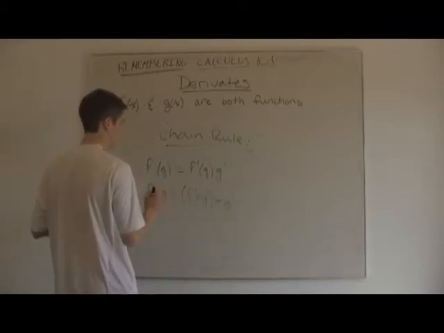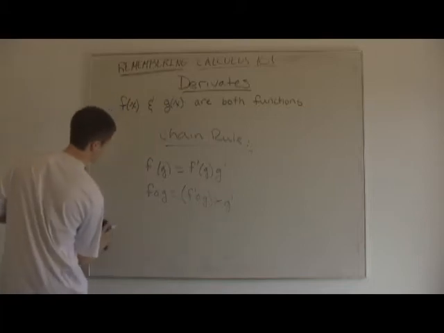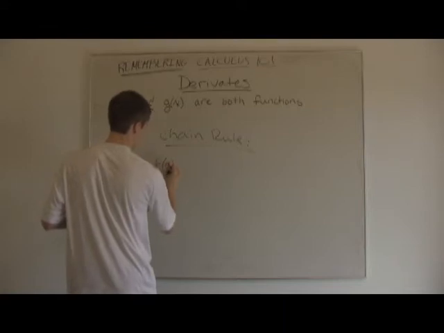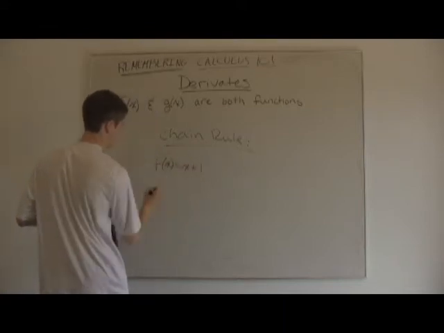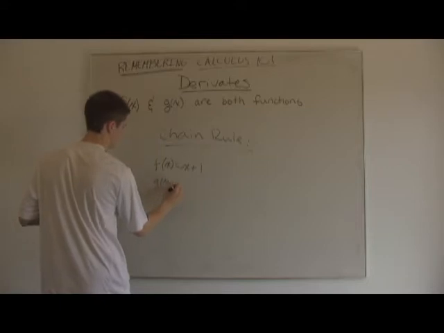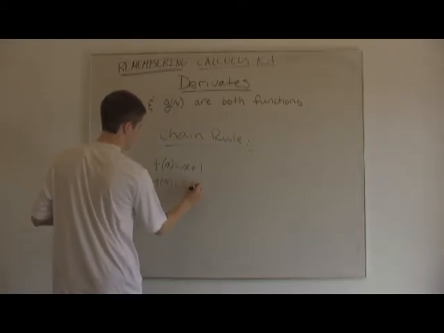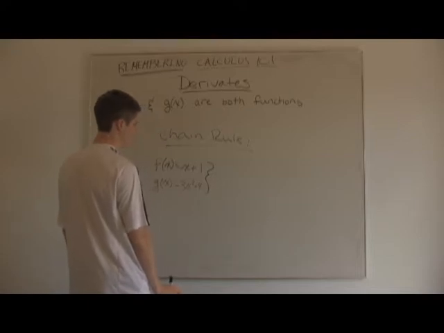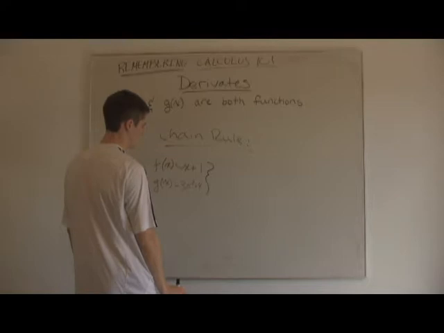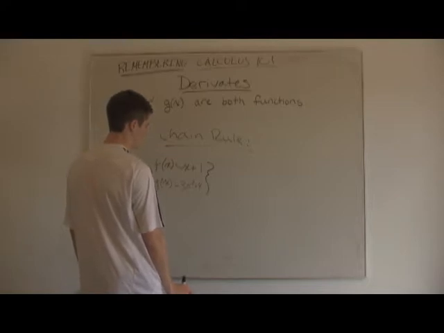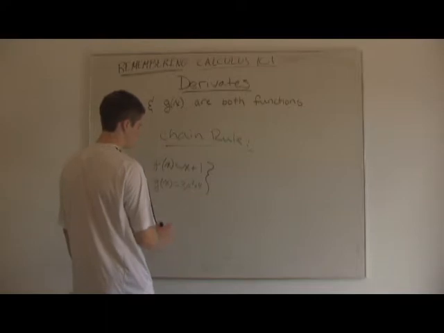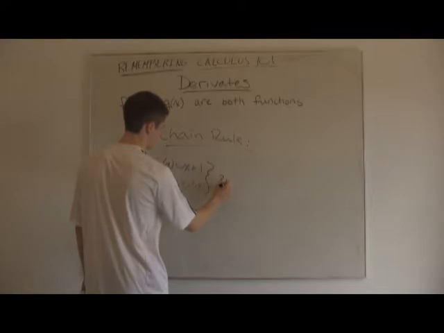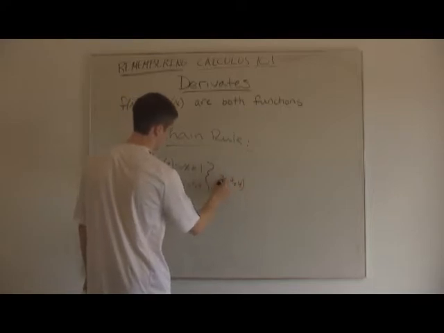So if we use it with an example, keeping it real simple, f of x equals x plus 1, and g of x equals 3x squared plus 4. To take the derivative of f of g of x, we first need to find what f of g of x is. To find that, you simply substitute the entirety of g of x into f of x wherever x occurs. So this becomes 3x squared plus 4 plus 1, or 3x squared plus 5.